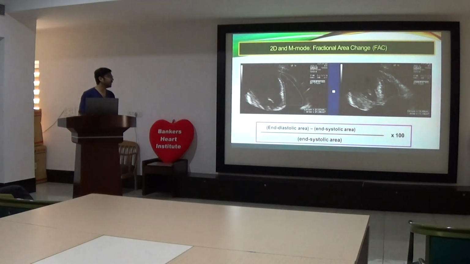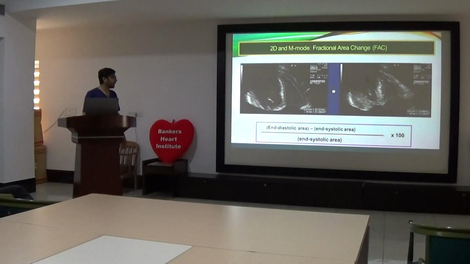So, fractional area change. Basically, it is measured in the parasternal long axis, parasternal short axis, 4 chamber view and subcostal view. In the 4 chamber view of the RV, we have to measure from the tricuspid annulus level to the apex, and again to the medial and lateral walls, at the diastolic size.